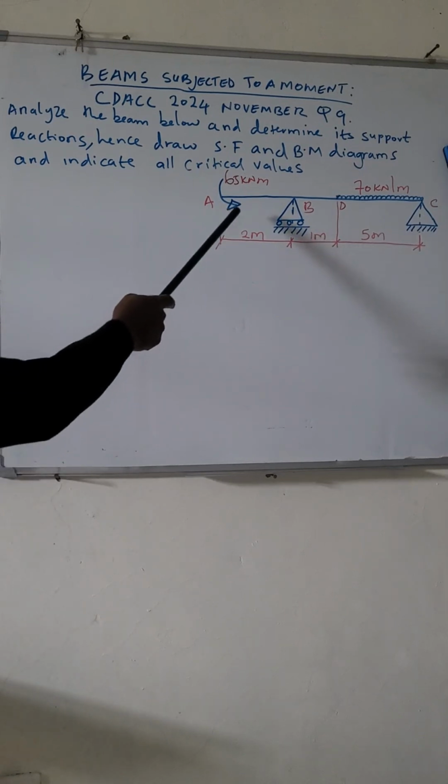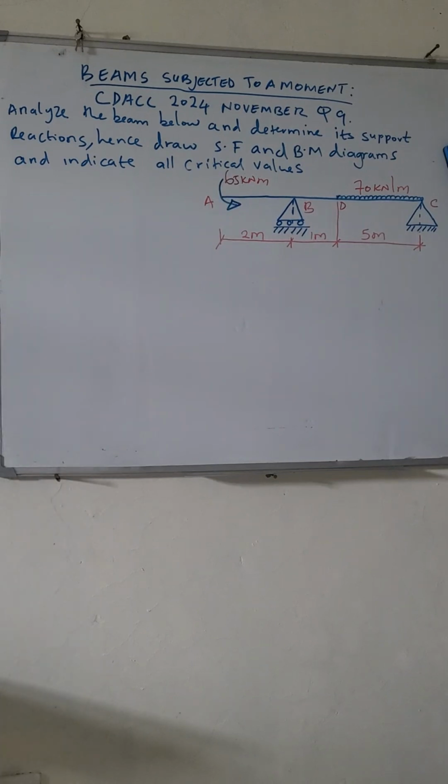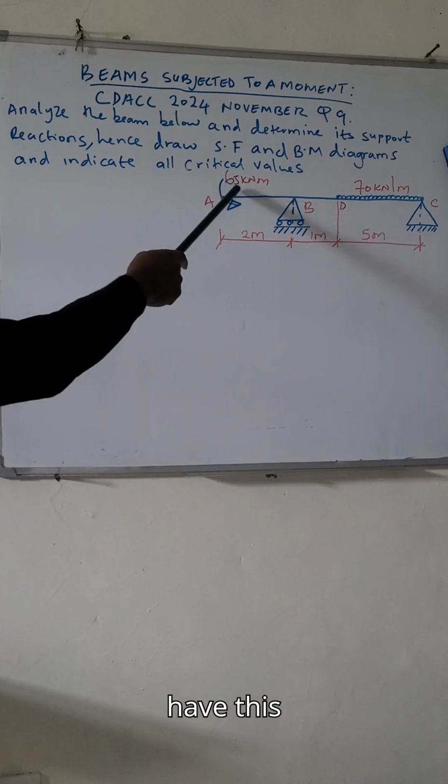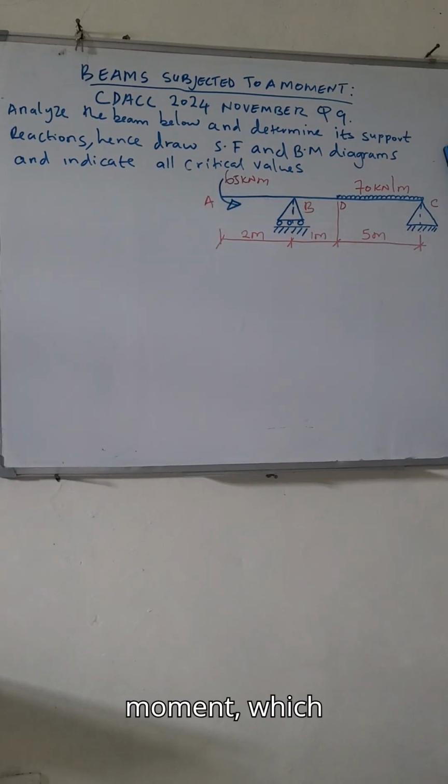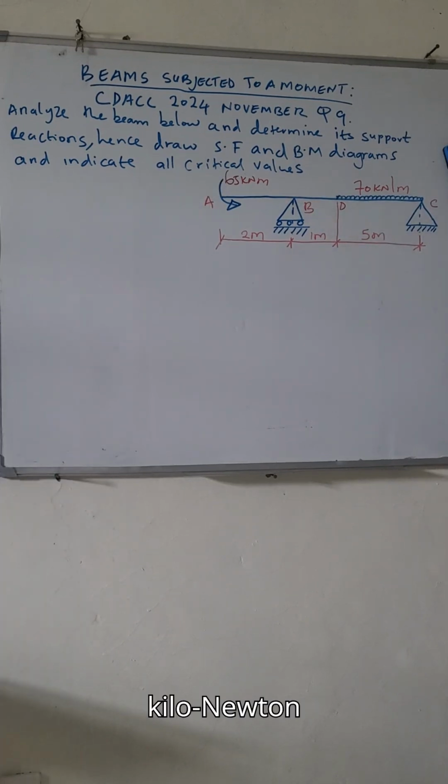For example, as you can see on my beam on the whiteboard, we have this moment which is moving in anti-clockwise direction, and the magnitude is 65 kilonewton meter. So the bending moment at the section of the couple changes suddenly in magnitude equal to that of the couple.